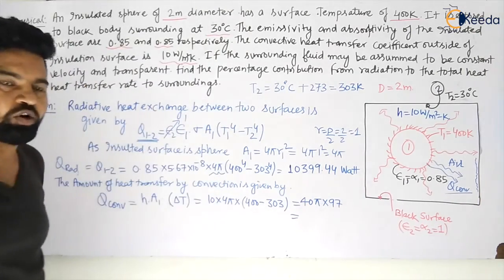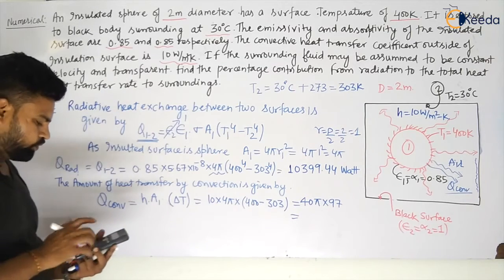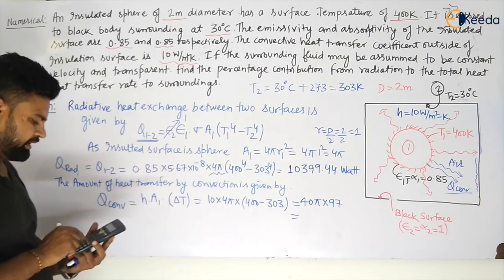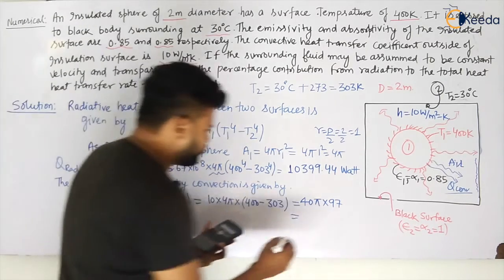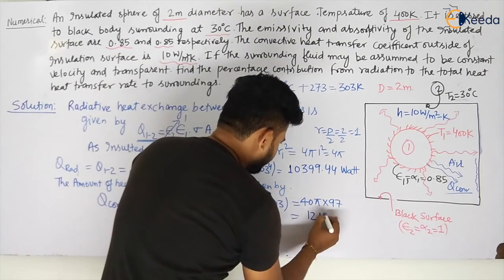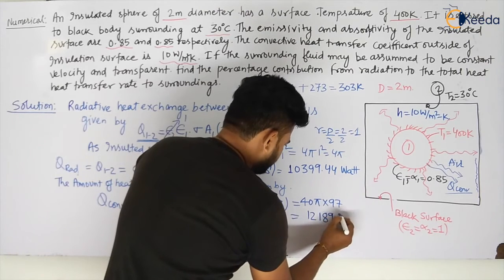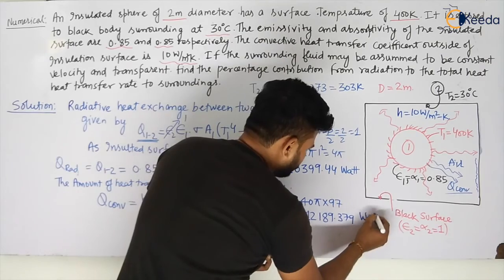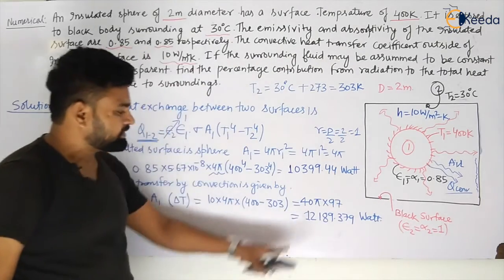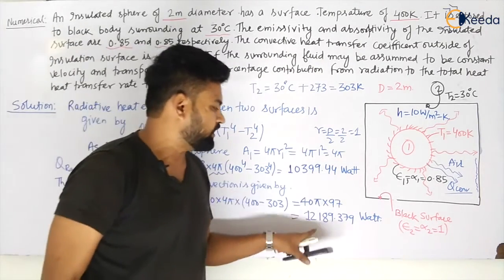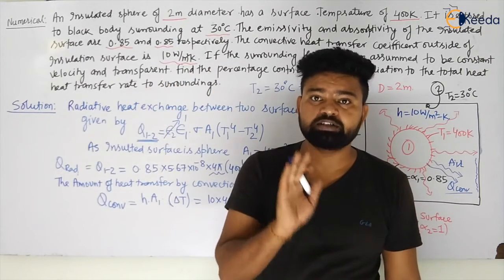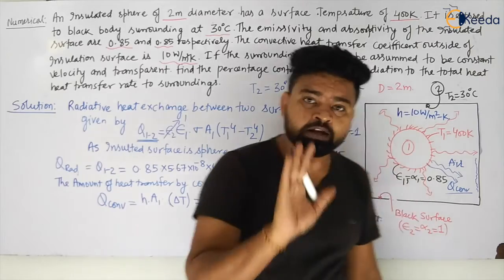Let us see this value, how much it will be. So this will be 40 pi multiplied by 97. So this value will be equal to 12189.379. Okay, and that value will be in watt. Oh my god, this value is more than this value. So the amount of heat transfer by convection is more than the amount of heat transfer by radiation.